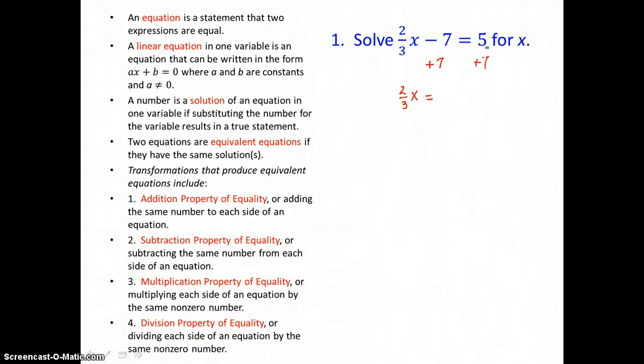On the right-hand side, add like terms. 5 plus 7 is 12. Okay, now the last step is to undo the multiplication. So we would divide to undo the multiplication, but we don't divide by a fraction. We multiply by its reciprocal instead. So we're going to multiply both sides of this equation by 3/2.